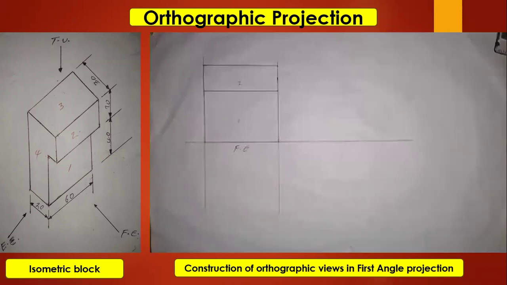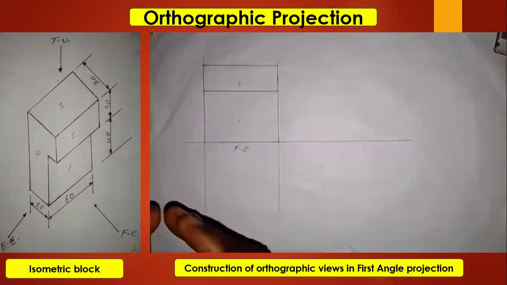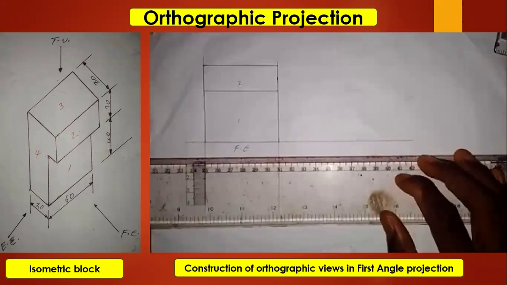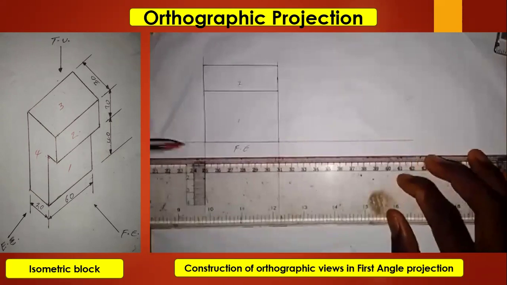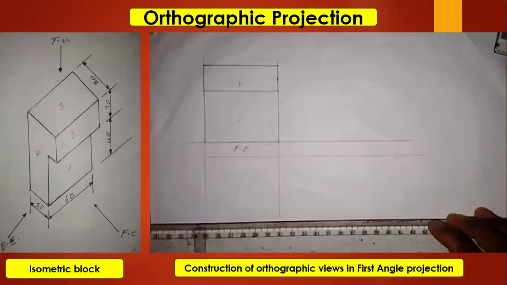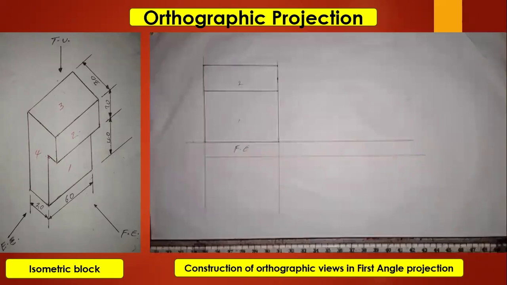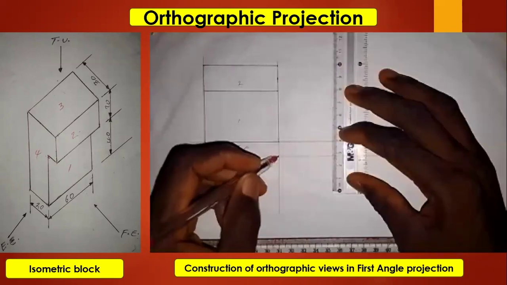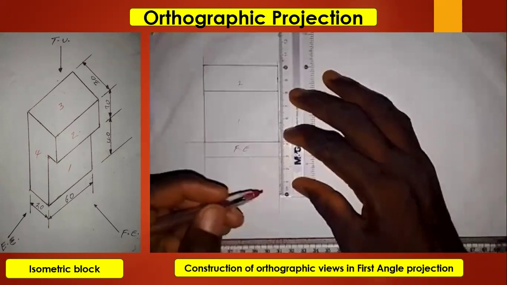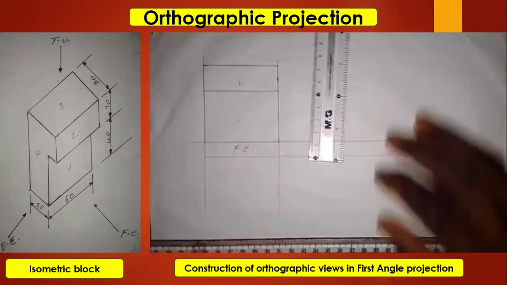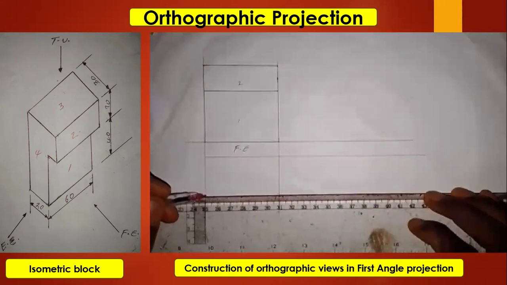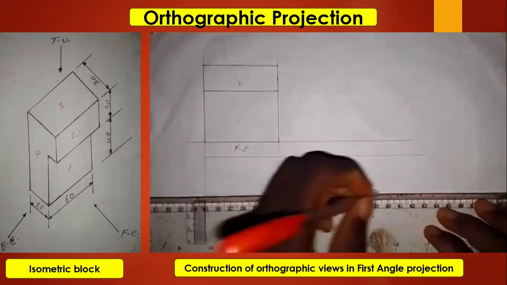Okay, so what we need to do now is separate the front elevation from the plan. So just come down a little bit in distance, but this is okay for me. And draw a horizontal line to this side. Then the next thing that we are going to do is come to this point here and take a measurement of 3 centimeters down, that is 30 millimeters. Then I'm going to draw a horizontal line from this point to this side.